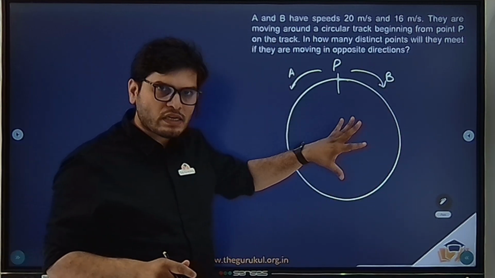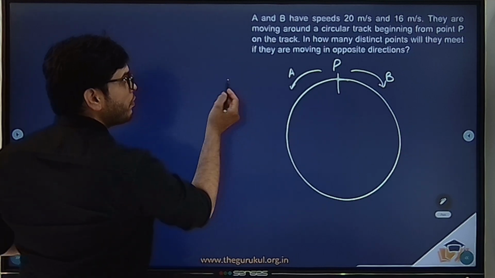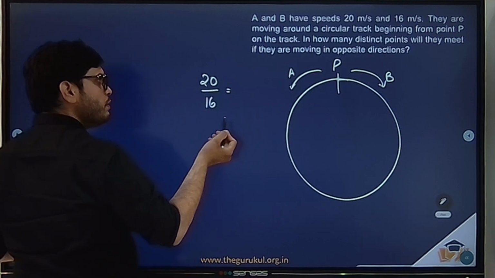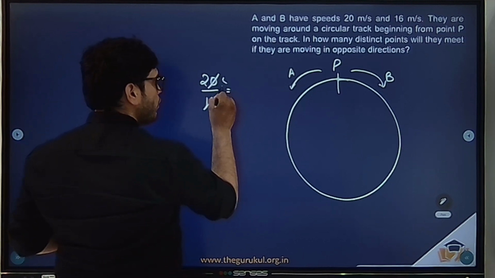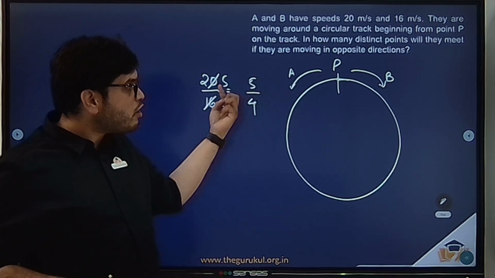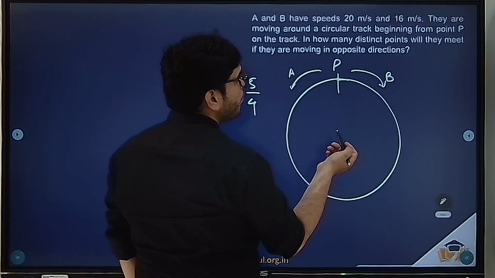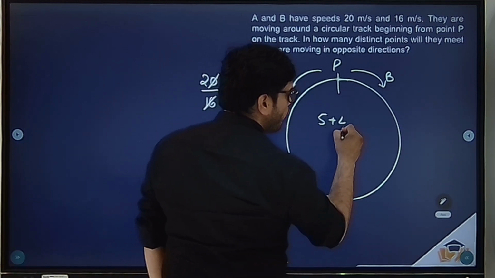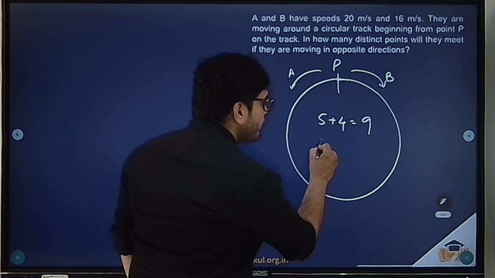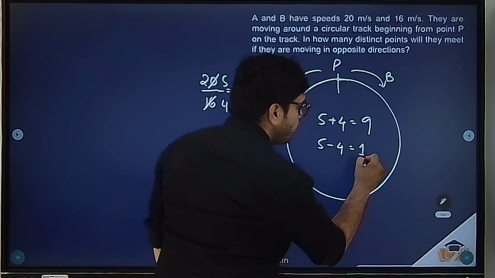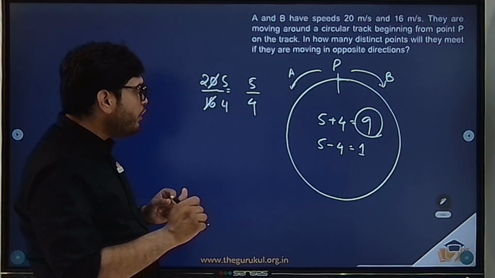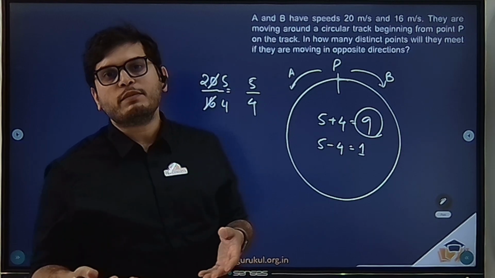Right. Now to answer these types of questions, first we need to find the ratio of their speeds. Now, the ratio is 20 by 16. Right. So I can further simplify this as 4 fours, 4 fives, 5 by 4, and you need to ensure that these are co-primes. So since they are moving in opposite directions, the number of meeting points would be 5 plus 4, 9. Now if they are moving in the same direction, then it should be 5 minus 4, 1. So the answer for this question should be 9. And to use this shortcut, you always need to ensure that the numerator and denominator are co-primes to each other.